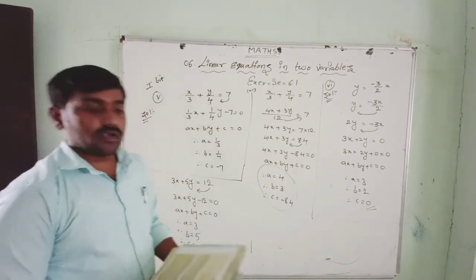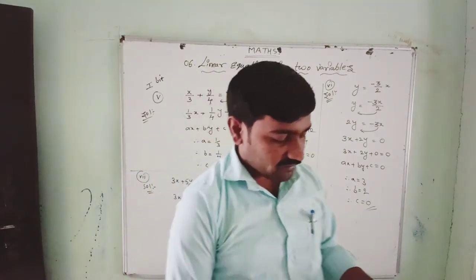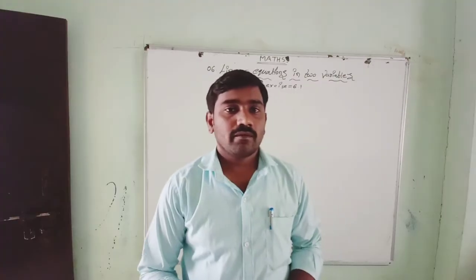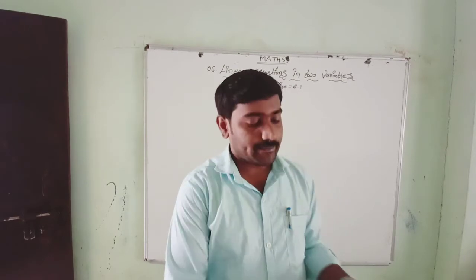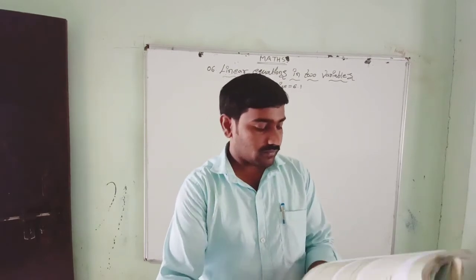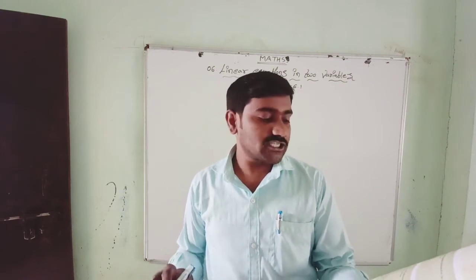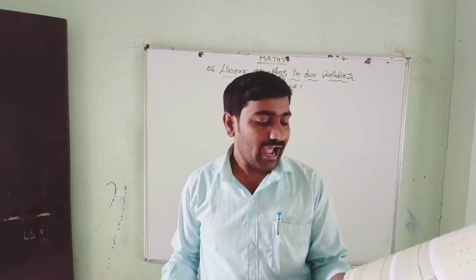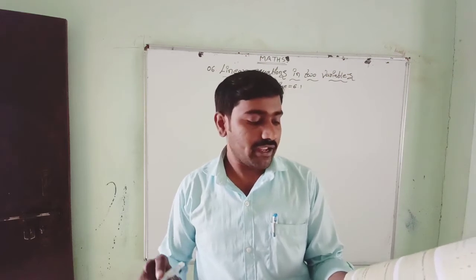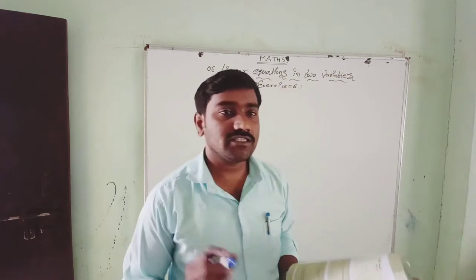Okay, I hope you understood the exercise number 6.1 first bit. Now we go for the second bit. Write each of the following in the form of ax plus by plus c equal to 0 and find the values of a, b and c.